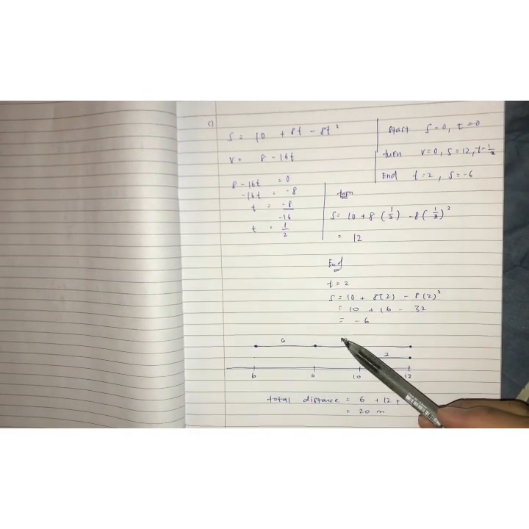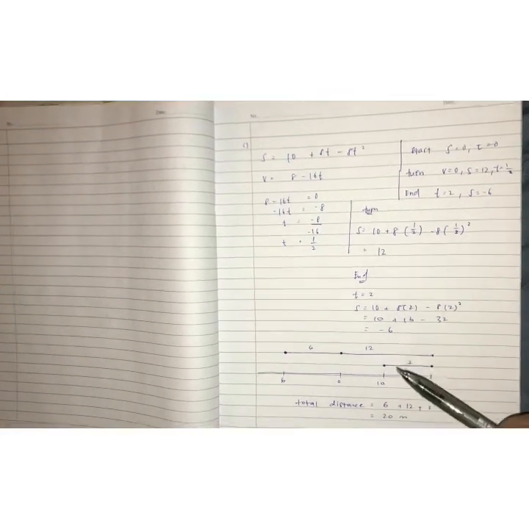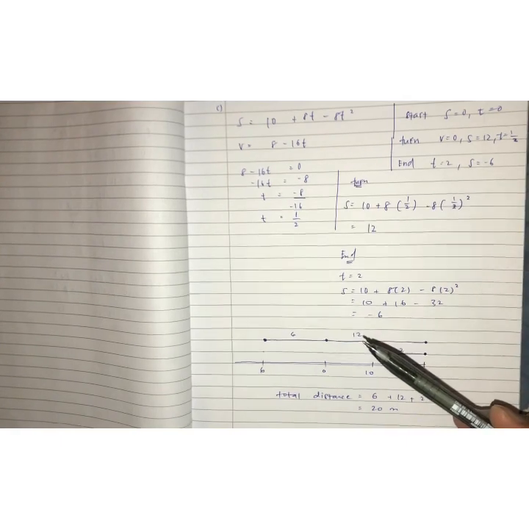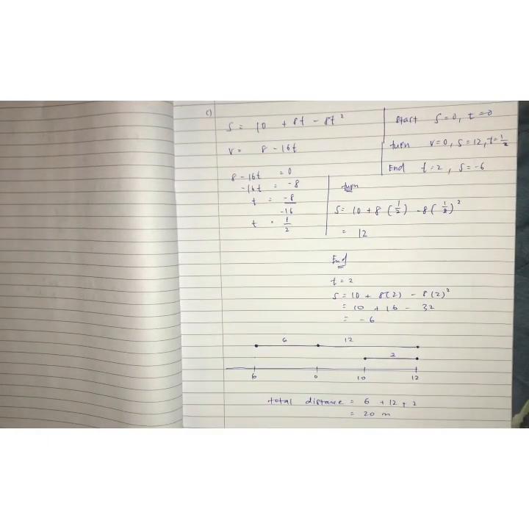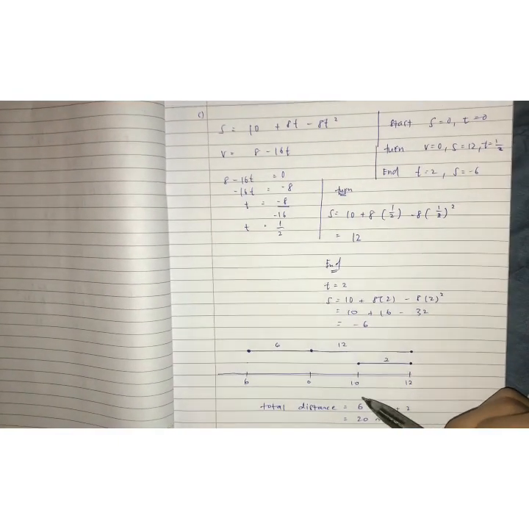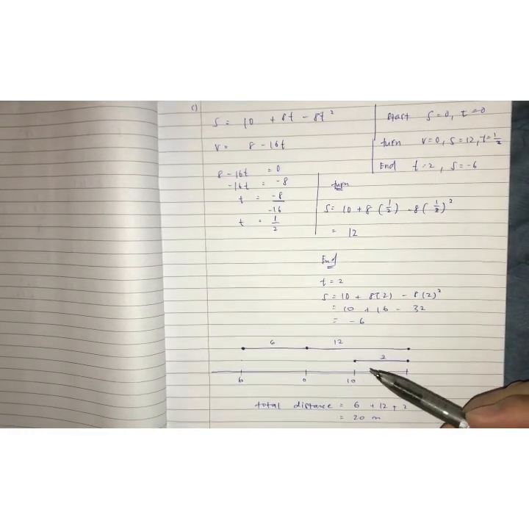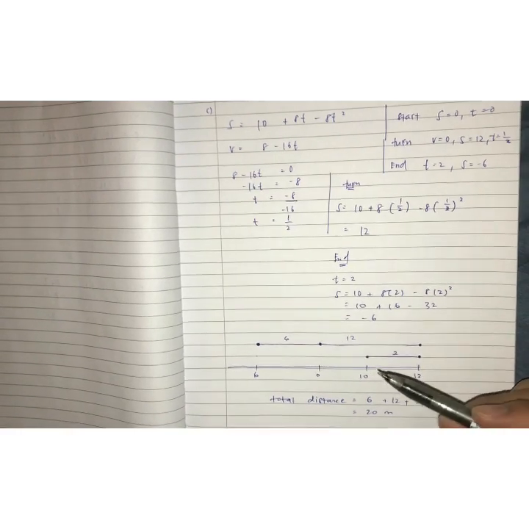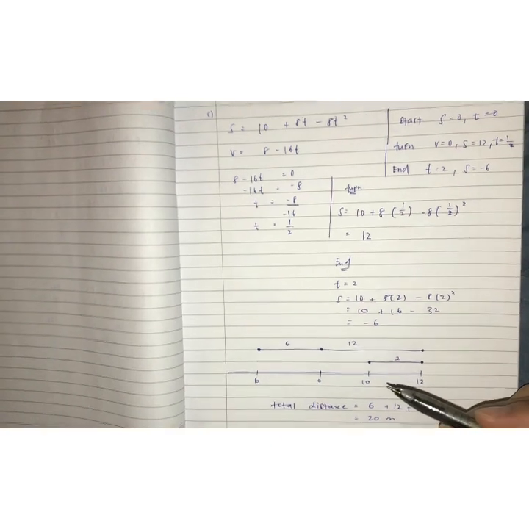The clue is that the particle starts to move at 10 meters. So we need to take the total distance from where the particle started moving, because the particle starts to move at 10 meters. So we need to subtract 10 meters from 12 meters, which is the distance from the fixed point to the turning point, to find the total distance from when the particle starts to move to the turning point.